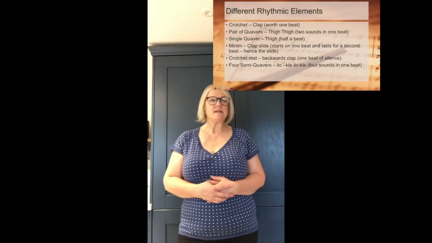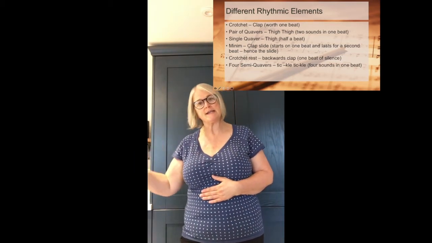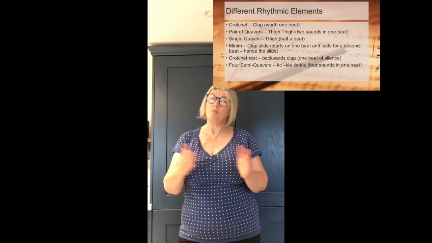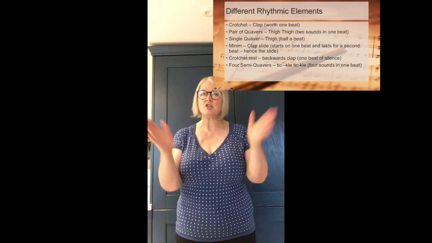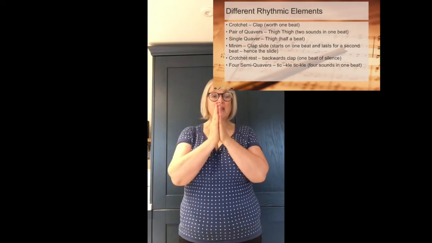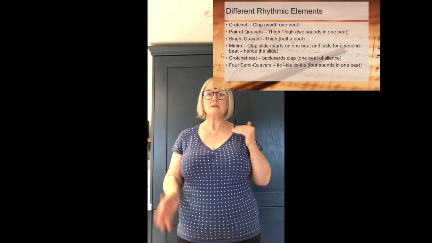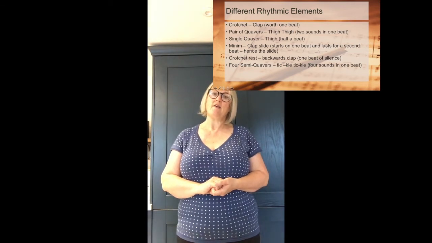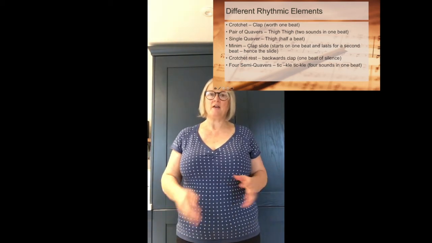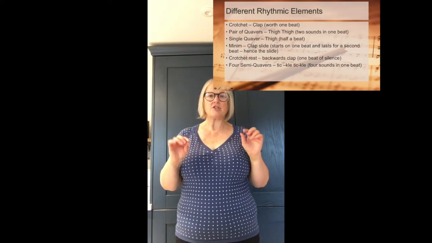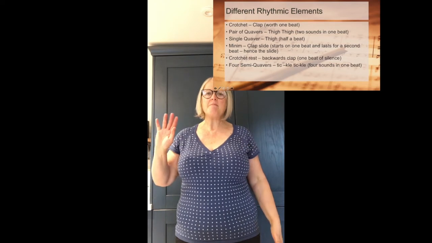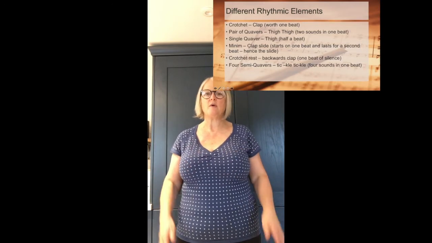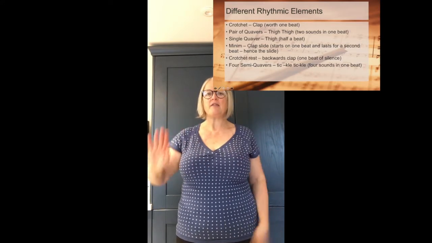The different rhythmic elements that I use with Key Stage 1 children and Key Stage 2 children progress in complexity as the children are older or more experienced. The first one is the crotchet, which is just the straight clap. And that actually is on the beat, so it's the same as the pulse in this case. Then I present a pair of quavers and I use thigh for this. And so that the children actually get the physicality of it, I make sure that they say the words at the same time. So a pair of crotchets and two pairs of quavers would look like this. Clap, clap, thigh, thigh, thigh, thigh.